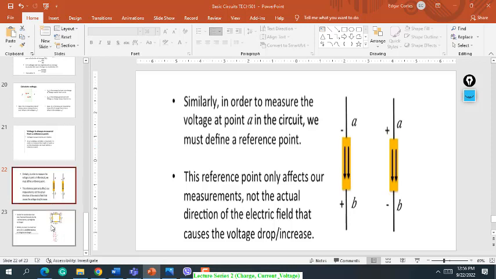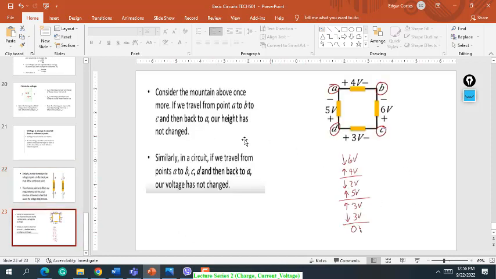To fully understand the reference point, consider this battery, for example. We have 1, 2, 3, 4 batteries connected in series. Consider this as the mountain analogy. If the current travels from point A, B, C, D, then back to A, our voltage is not changed.